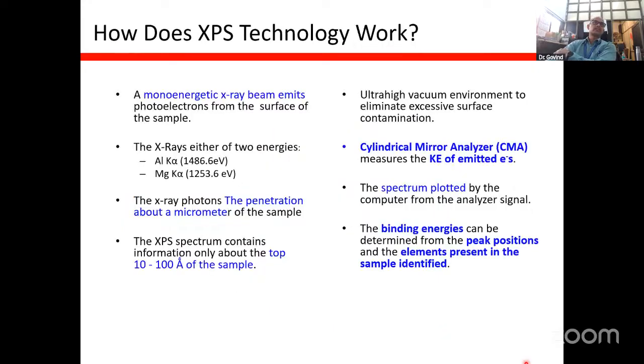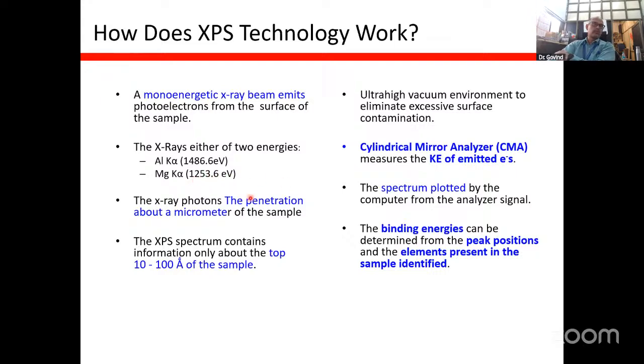So next, in a short summary, I will bring it all back to recap those things. In X-ray technology, we use a monoenergetic X-ray beam which is emitted and bombarded on the surface, and photoelectrons are emitted from the surface of the sample. Typically, two energies are used: aluminum K alpha, which has an energy of 1486.6 electron volt, and magnesium K alpha, having an energy of 1253.6 electron volt.